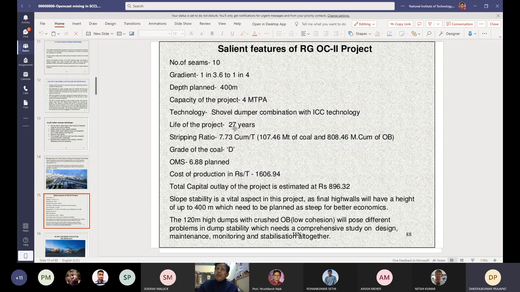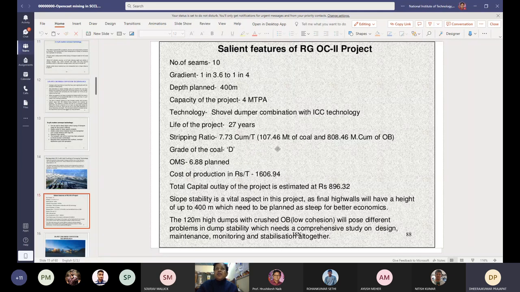In this mine, the life of the mine is 27 years. Therefore, they have adopted the in-pit crushing technology, because the life is more than 27 years. And here the stripping ratio is 7.73 cubic meter per ton of mineral mined. So in this mine, 7.73 cubic meter of material is to be handled to get 1 ton of coal.